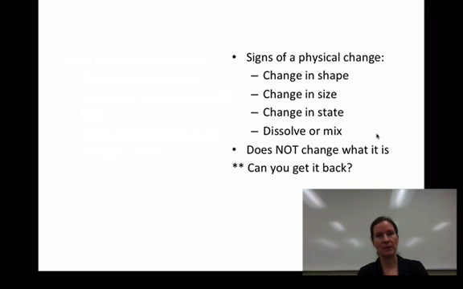You rip paper, it's still paper. You boil water, it's still water. The chemical composition of water is H2O regardless of the state of matter. Same with dissolving it. If you put salt into water, it still tastes like salt. No chemical composition changed. So the big thing about physical change is it doesn't change what it is. And oftentimes we think about is this a reversible process? Can I easily get it back to what it was initially? Because if so, then it probably was a physical change.